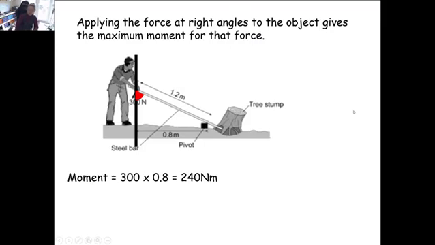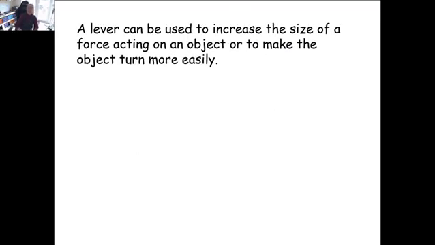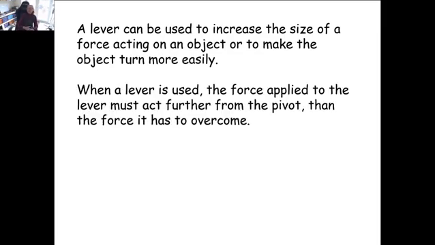Okay, so we've already sort of started talking about levers, so let's look at levers in a little bit more detail. So a lever can be used to increase the size of a force acting on an object, or to make the object turn more easily, and we've looked at 2 examples using the screwdriver and looking at the crowbar as well. So in order for a lever to work, we need to apply a force which acts much further from the pivot point compared with the force that has to be overcome.